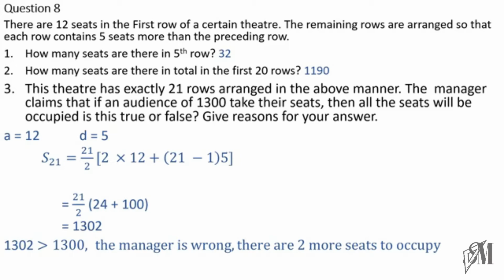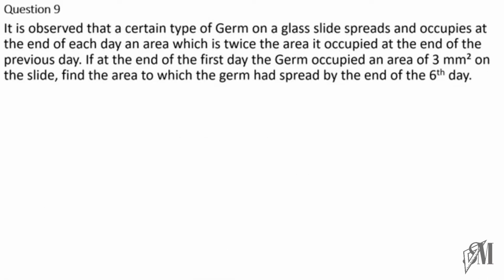Let's move on to the next question. Question number 9. It is observed that a certain type of germ on a glass slide spreads and occupies, at the end of each day, an area which is twice the area it occupied at the end of the previous day. If at the end of the first day the germ occupied an area of 3 millimeters squared on the slide, find the area on which the germ had spread by the end of the 6th day.